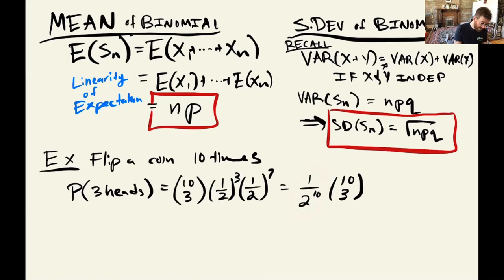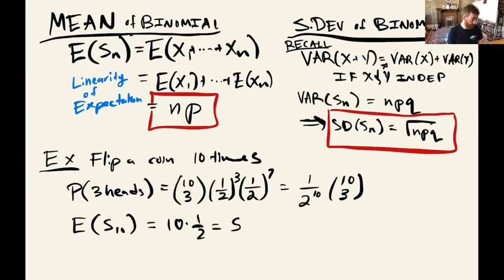Of course, in this experiment, what should I expect to occur? That amounts to, what do I expect out of 10 flips? How many heads do I expect to get? Well, that's just 10 times 1/2, which is 5. So 3 is not really the most likely outcome. And in this case, actually, the mode and the mean agree, and that occurs at there being 5 heads.